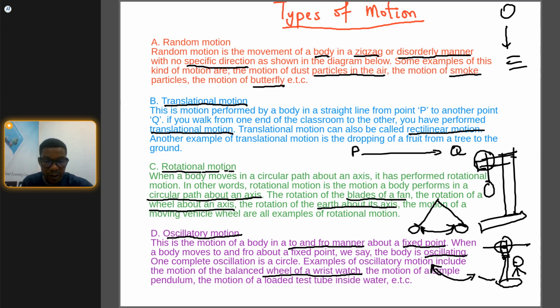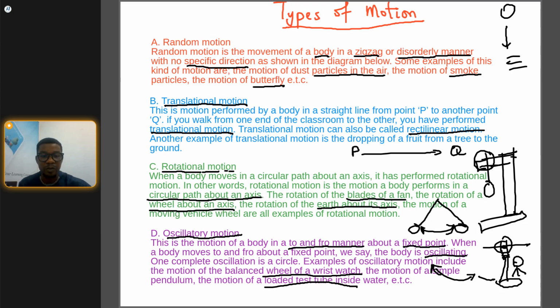Another one is a loaded test tube inside water. A loaded test tube inside water will not sink, and it's not going to be on the surface. What you are going to observe is that the test tube is going in and out of the water. So a to and fro movement is what you are going to be observing in that experiment. So these are the types of motion.